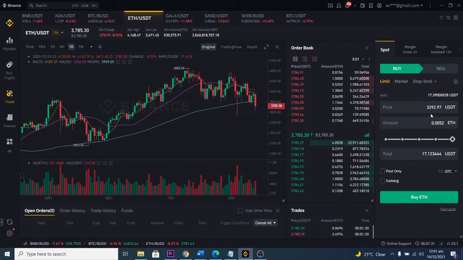Then I click buy ETH, and whenever the market falls to 3292.97, it's going to automatically pick my order, and it's going to give me 0.0052 Ethereum. So that is how to buy cryptocurrency.